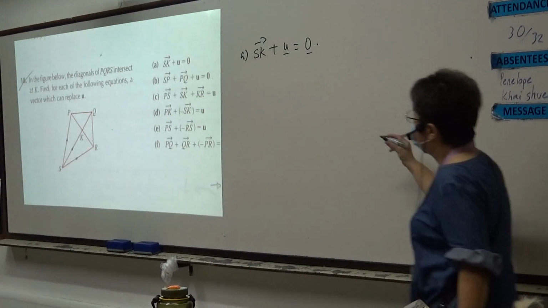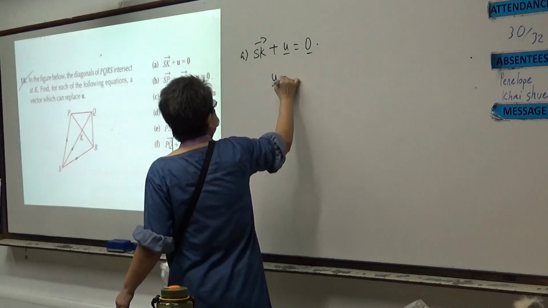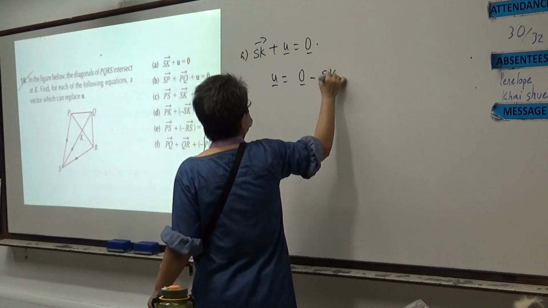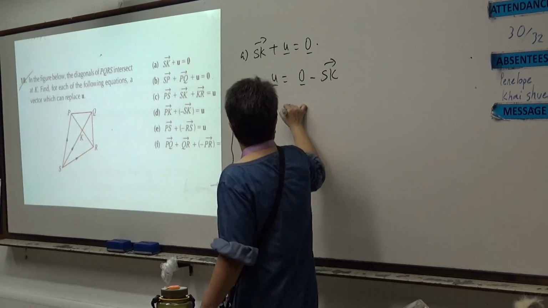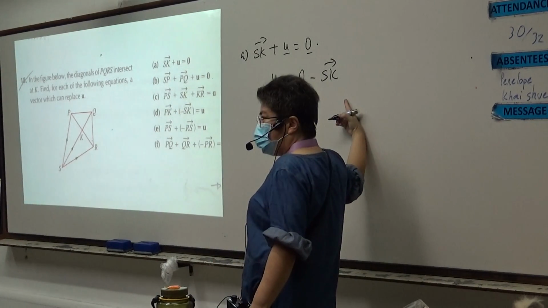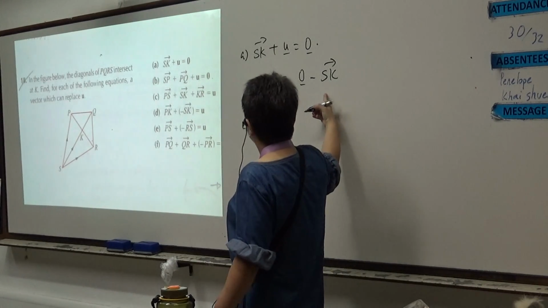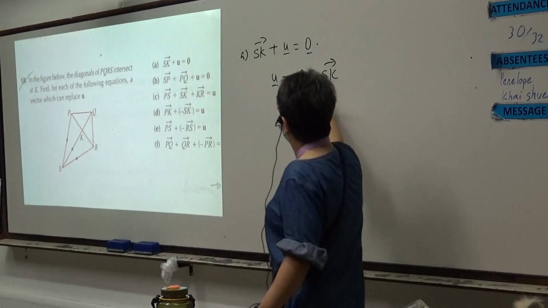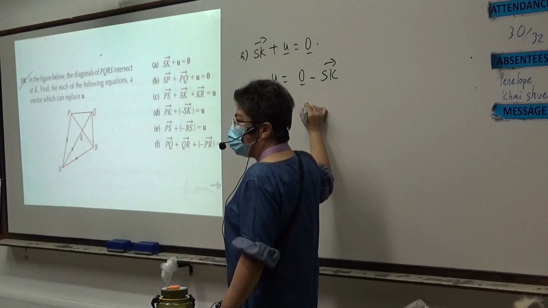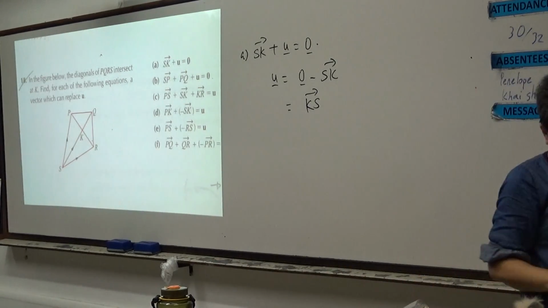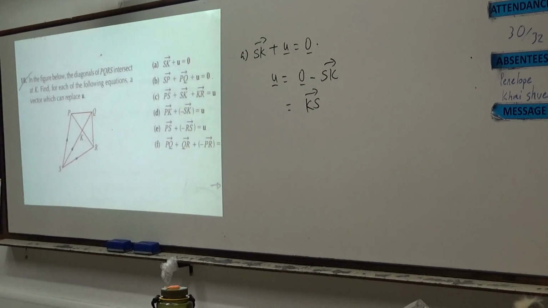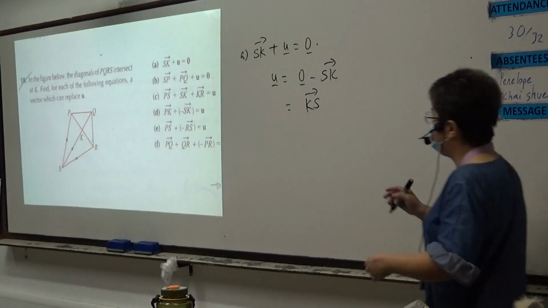Okay? So, U will actually be 0 minus SK. Correct? Now, how to put it in a nice form? Minus SK is actually equal to KS, right? Okay. Everybody okay? Can? Okay. Part B.